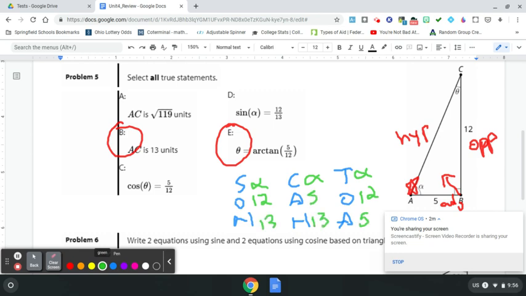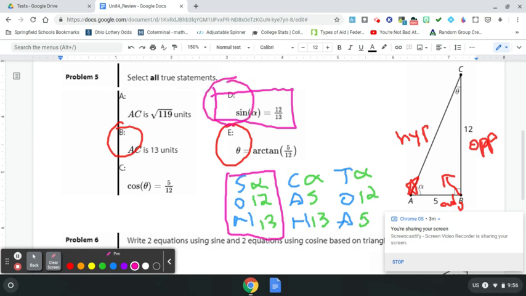Now what they're saying is, for this problem, that sine alpha is 12 over 13. Well, if we take a look, sine alpha is 12 over 13. That one does check out. So our final correct answers here for this problem are B, D, and E.